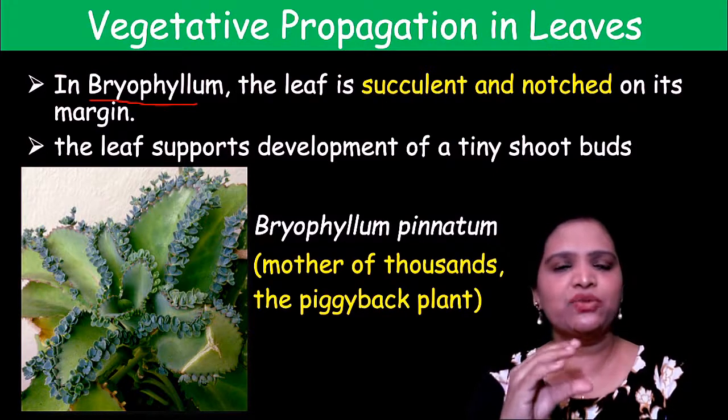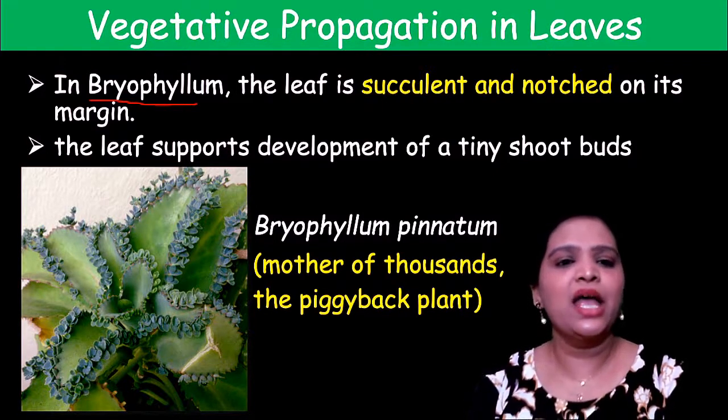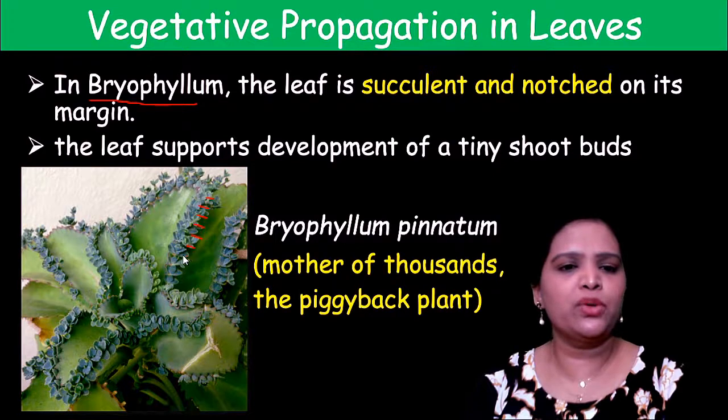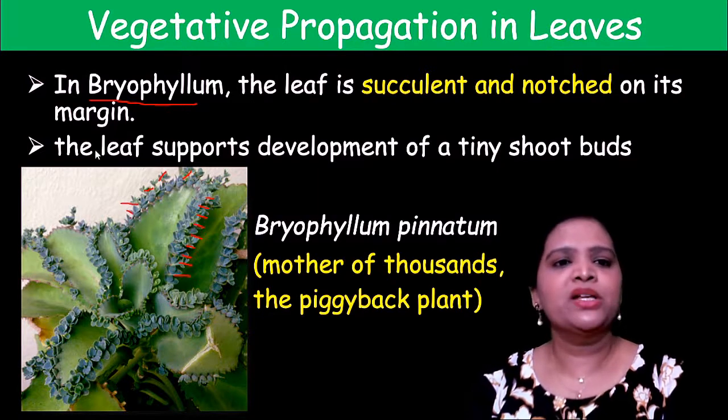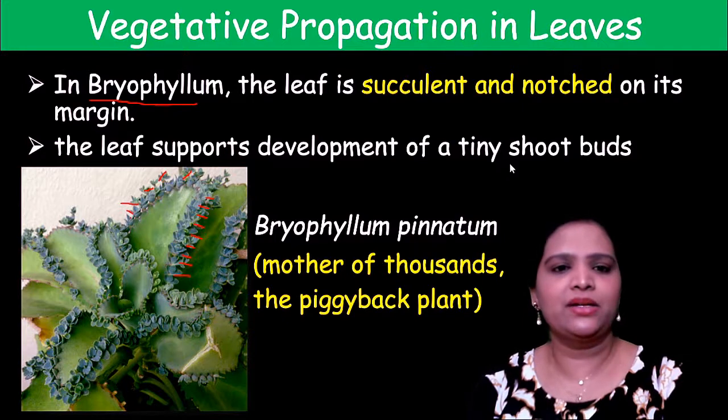The center part of the leaf is thick and it has many notches like this on its margin. You could see here many small buds on both sides of this leaf. So the leaves support the development of tiny shoot buds, right?